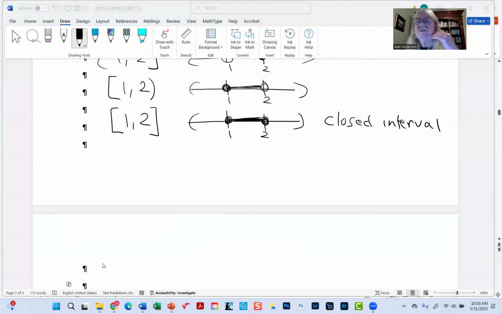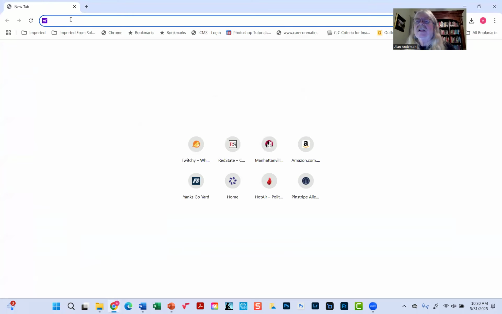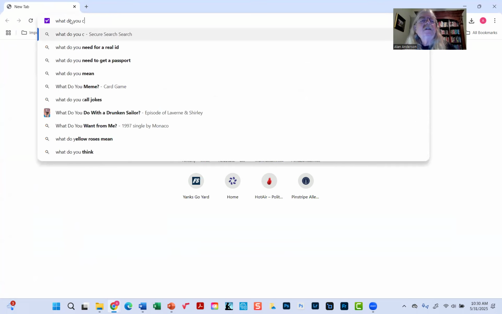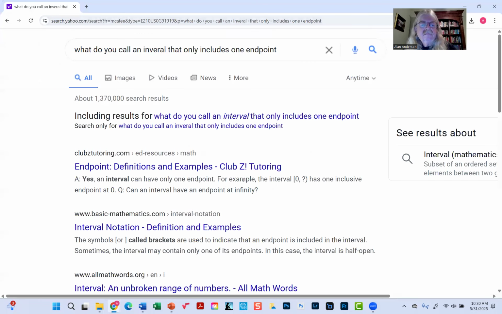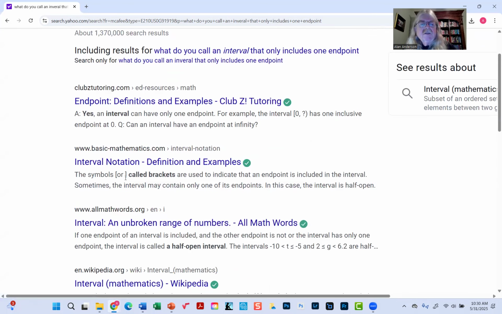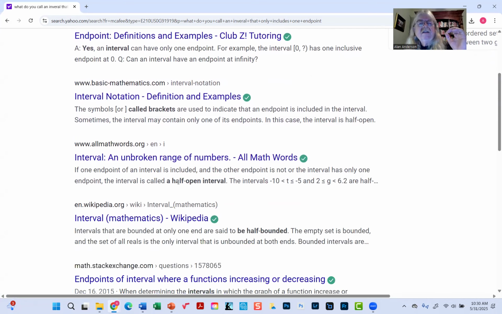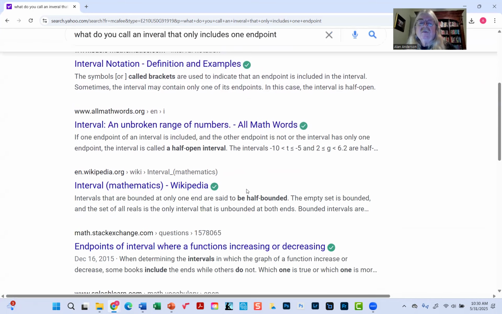Let's just run to the, I wonder if there's a website that's just math terms. There probably is. What do you call an interval that only includes one end? So the square brackets mean you're including. Oh, okay. They're telling us here that it should be half open. Oh, see, there's another one. Wikipedia is telling us to call it half bounded.